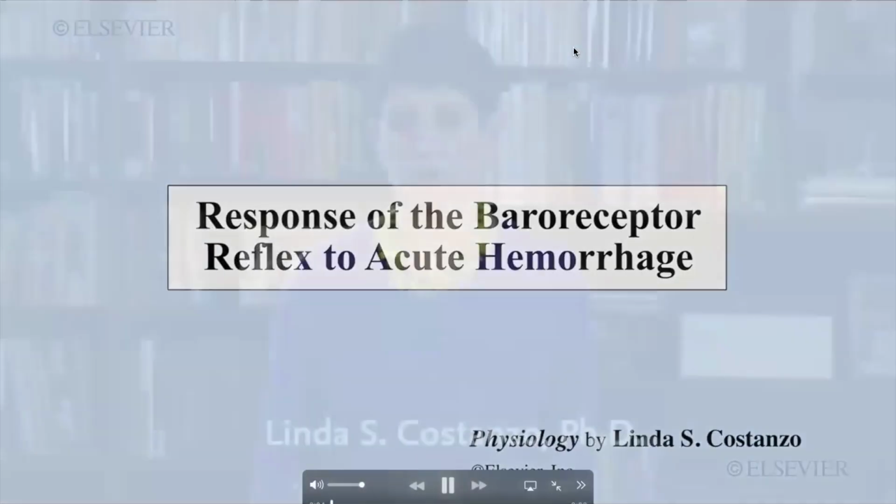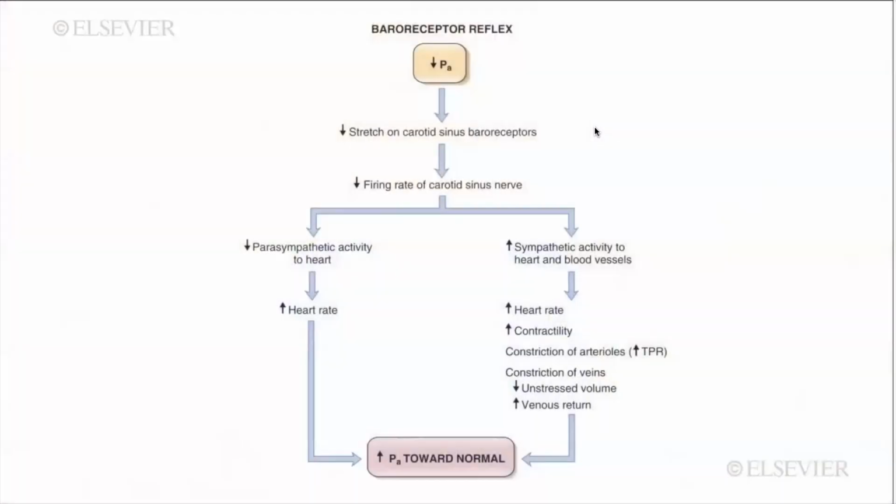Regulation of arterial pressure. Super important topic. The most important fast mechanism for regulating arterial pressure is the baroreceptor mechanism. It is a neural mechanism. It is fast. And here are the steps in the baroreceptor reflex mechanism. Its function is illustrated here following a hemorrhage.